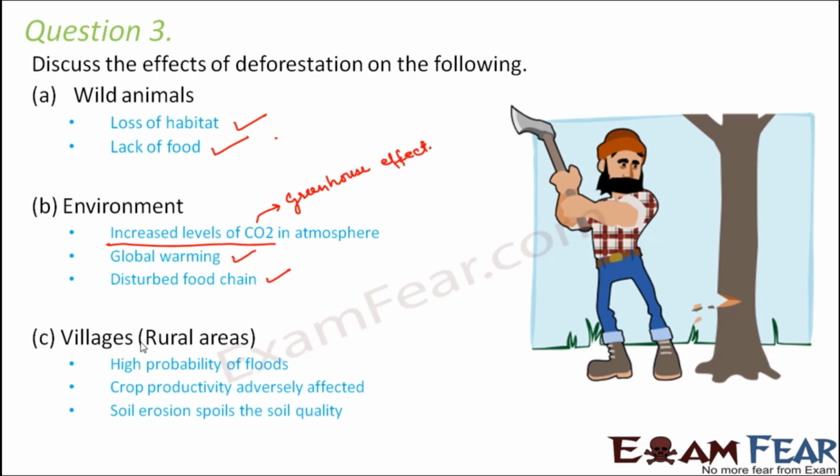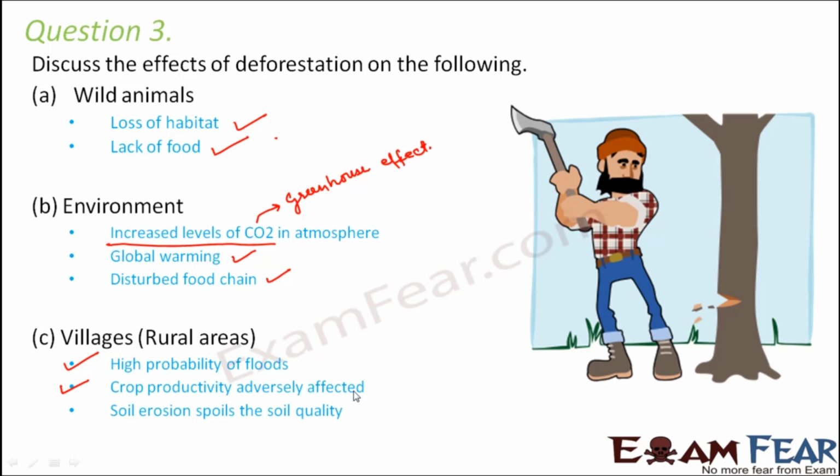Villages, what kind of effect will it have on the villages? So here they will have a high probability of floods, as I have mentioned before also, because due to the presence of plants, they hold the soil tightly and prevent it from being carried away by rainfall. And also the water retaining capacity of the soil is more when there are more plants. Now when all the plants are being cut down, the water holding capacity of the soil reduces. Therefore, whenever there is rainfall, it all remains on the surface, and that's how it leads to flood.